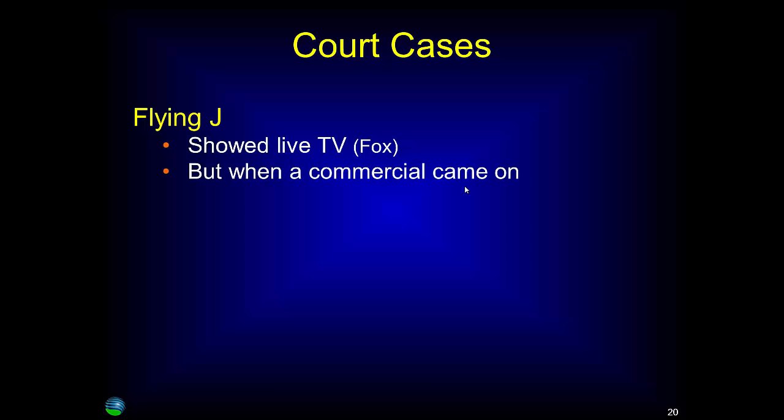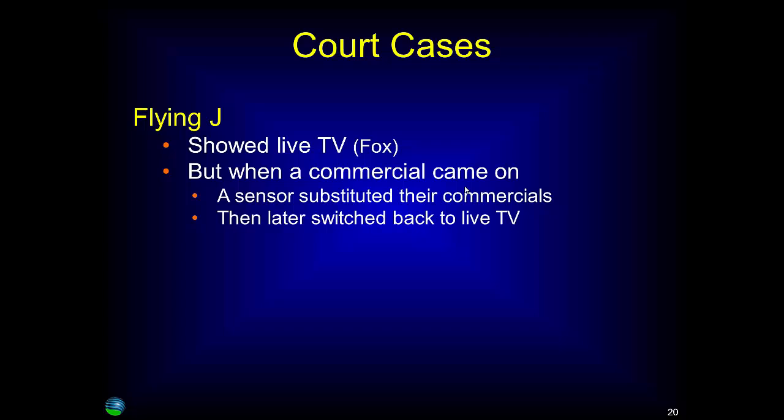However, although there are no specific court cases about the LBar format that we're familiar with, there are other court cases out there, such as the Flying J, where they showed live TV, but then when a commercial popped up, they had a censor that substituted their commercials in its place, and then it would switch back to the live TV. And on that outcome, Flying J lost.